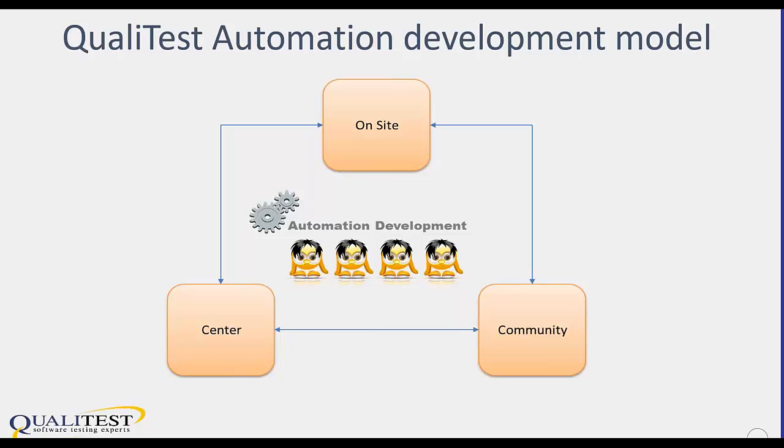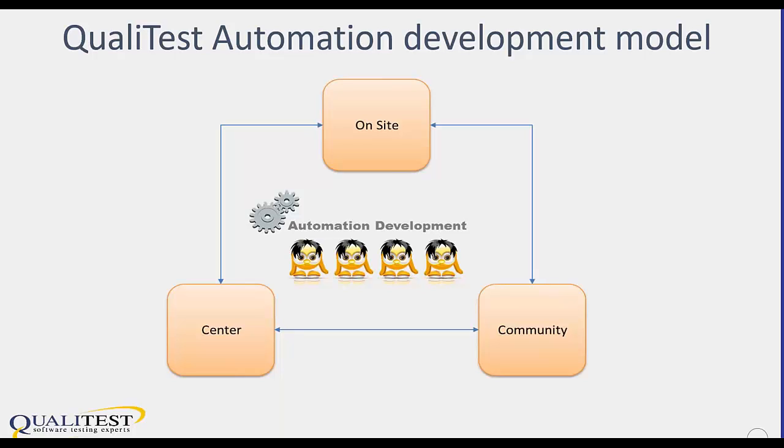Let's talk a little bit about the development model. Today, in quality testing, we have a different way to provide service to the customer. We have on-site bring-up of automation at the customer side, and we have the center for bringing up automation tests from our side. And of course, we get involved with the community through open source tools. So in that way, when syncing everything together, we actually have a lot of tools and a lot of areas that we're working with.